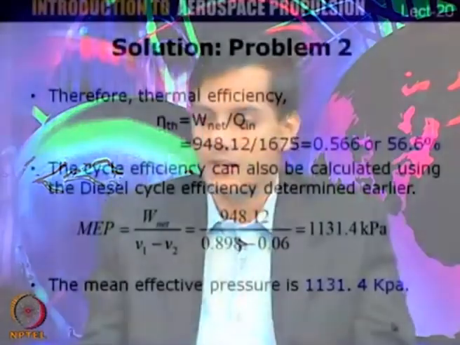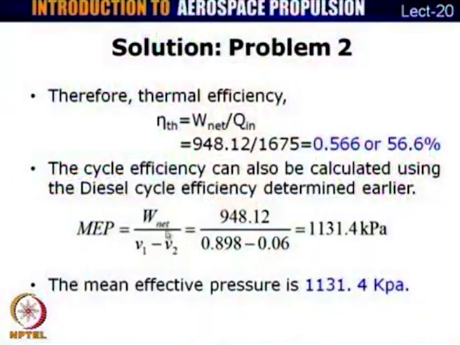So, MEP, that is mean effective pressure, is W net by V 1 minus V 2, which is 948.12 divided by 0.898 minus 0.06. So, this is equal to 1131.4 kilopascal. So, the mean effective pressure is equal to 1131.4 kilopascal.